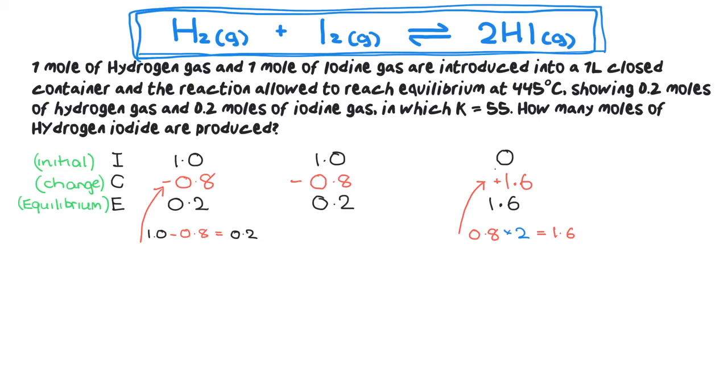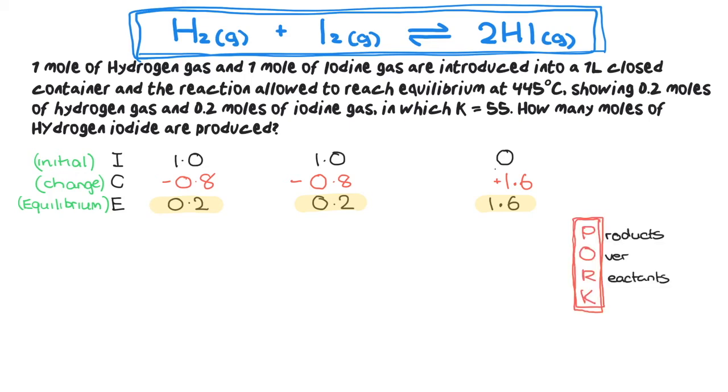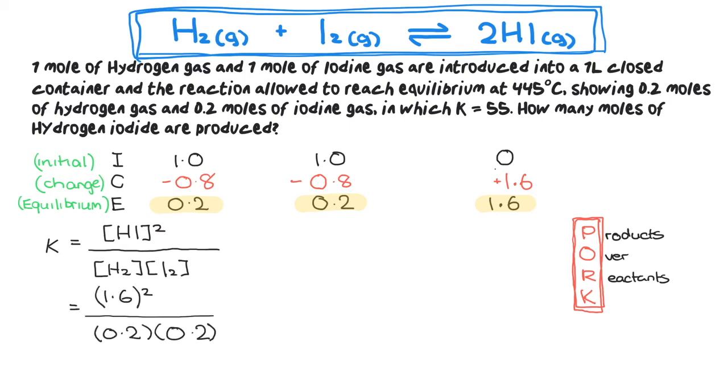Therefore, at equilibrium, the molar concentration of hydrogen gas and iodine gas is 0.2 moles per liter, and the molar concentration of hydrogen iodide is 1.6 moles per liter. Remember, these values are all calculated when the volume is 1 liter. If it's not, you'll need to convert them. Let's plug these values into the equilibrium expression. So it's products over reactants, or PORC. K equals this, then this. So K equals 65 at 445 degrees Celsius.